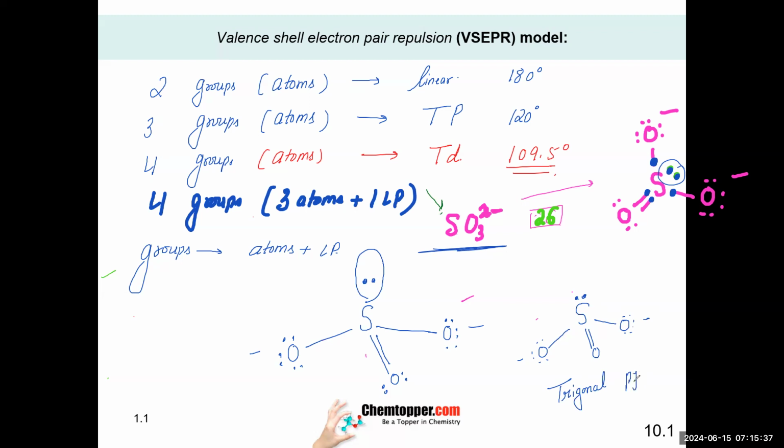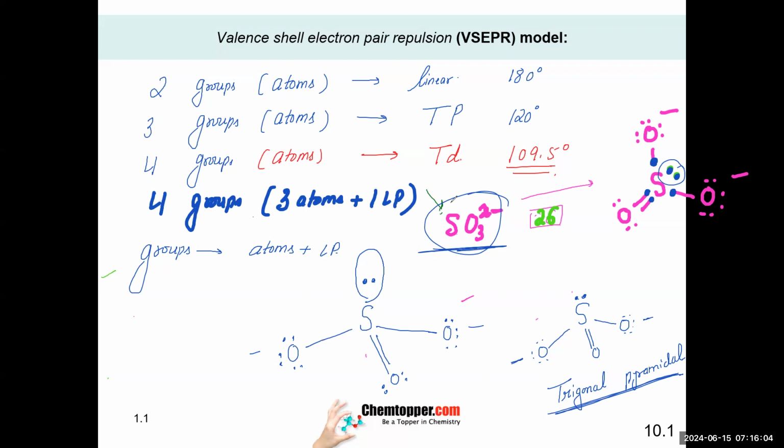Trigonal pyramidal. Some teachers call it trigonal. So it's up to you. Trigonal pyramidal. Is it polar or non-polar? So remember I told you whenever there is an ion, then that's going to be polar, ionic, polar.